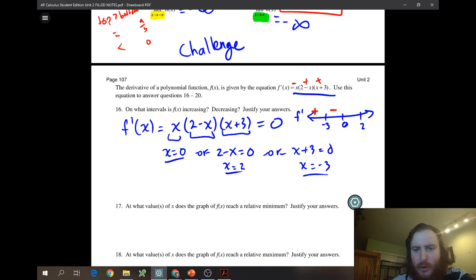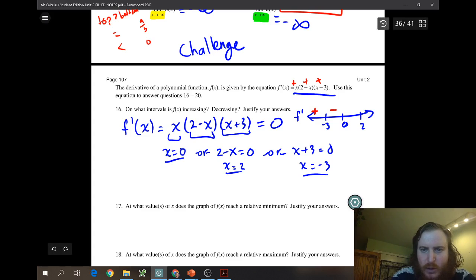Okay? 0 plus 1 is positive. 2 minus 1 is positive. And 1 plus 3 is positive. And then finally, say, 3. 3 is positive. Now 2 minus 3, that's a negative. And then 3 plus 3 is positive. Positive times negative times positive is negative.